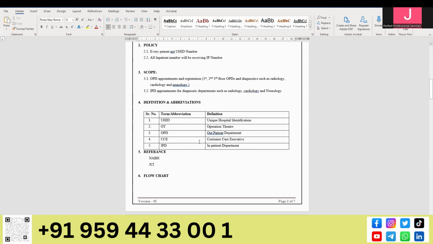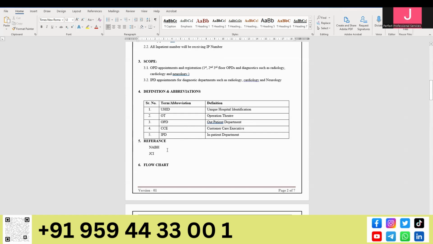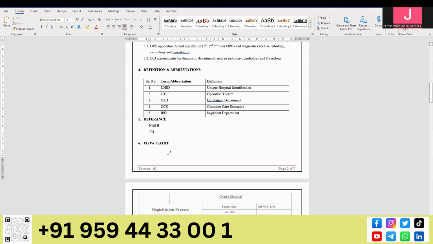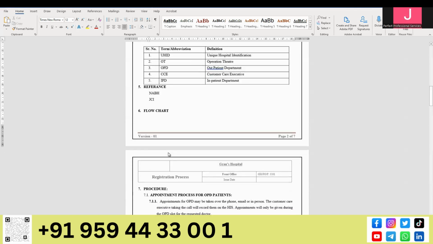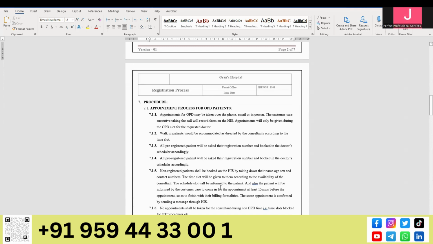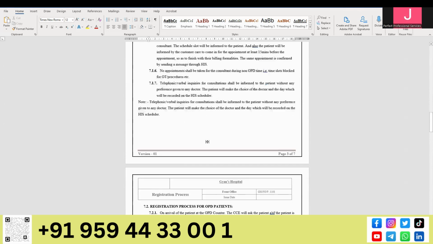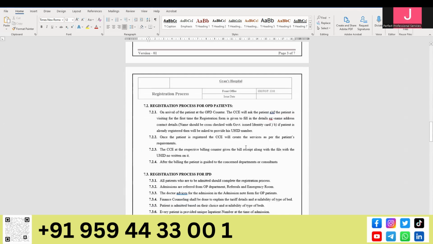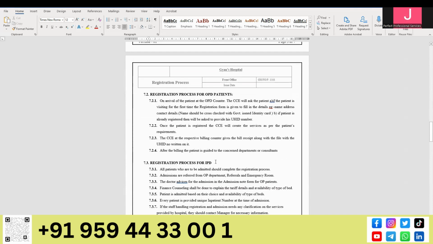There are some definitions and abbreviations used in this document. I just give the reference of the abbreviations. The reference point for making this document is NABH and JCI. This policy may have a flow chart. If you want to make one, that will be very good. So the flow chart will come here. Then procedure. You have to write down what all you are going to do, like the appointment process for OPD patients, then the registration process for OPD patients, and then the registration process for IPD patients.